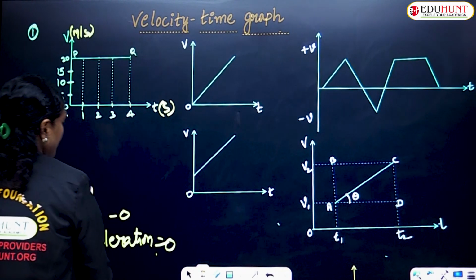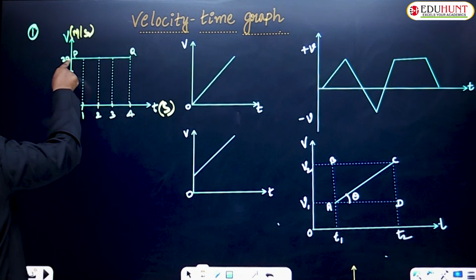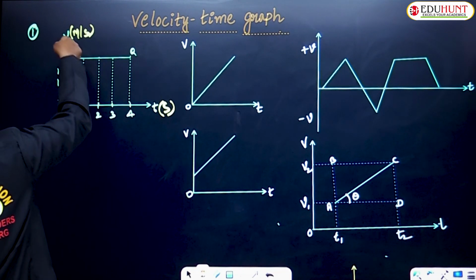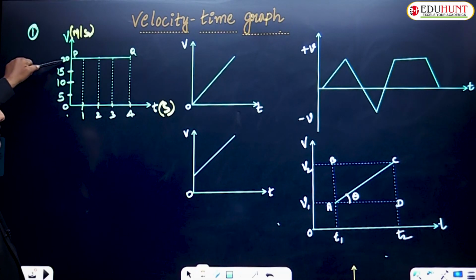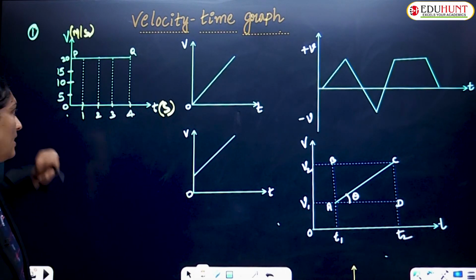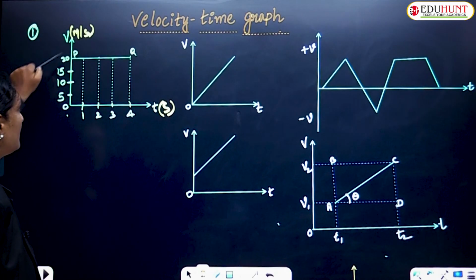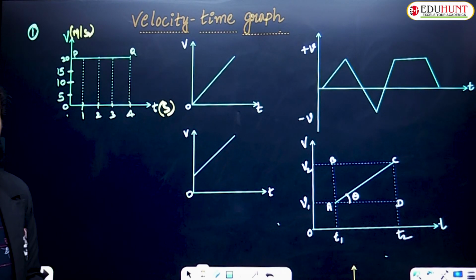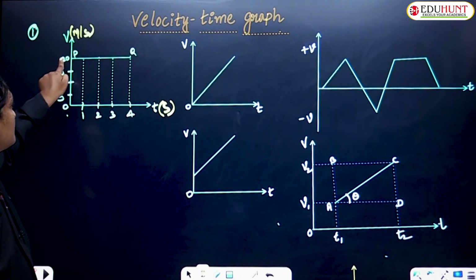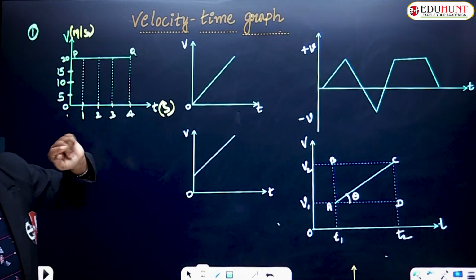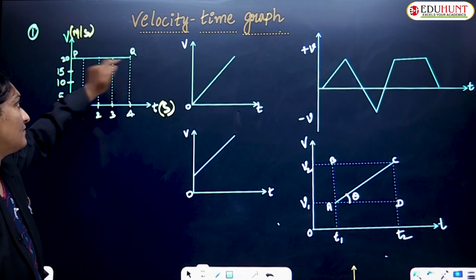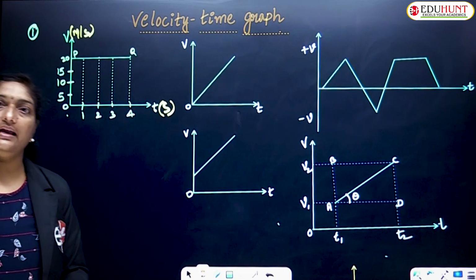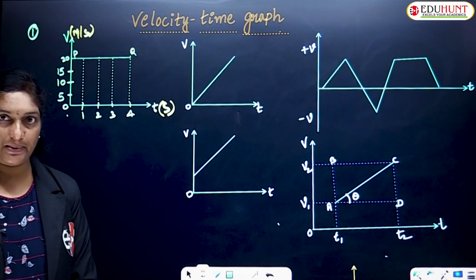Okay. And how much velocity? At 0 seconds, the body has 20 meter per second of velocity. After 1 second, the body still maintains 20 meter per second. After 2 seconds, the body still has 20 meter per second. After 3 seconds, 20 meter per second. And even after 4 seconds, the body maintains the same velocity, that is 20 meter per second.